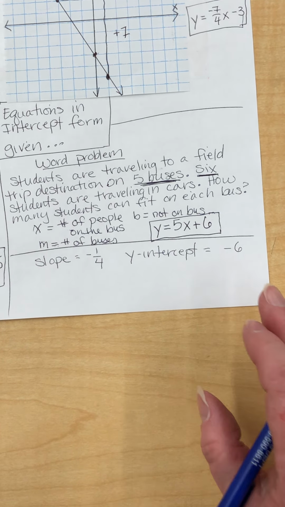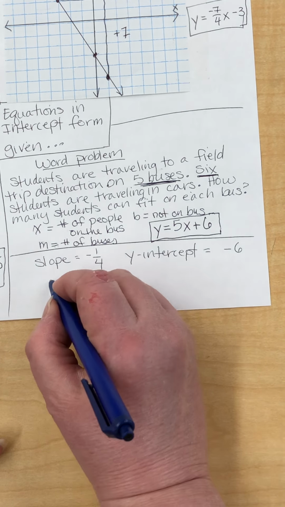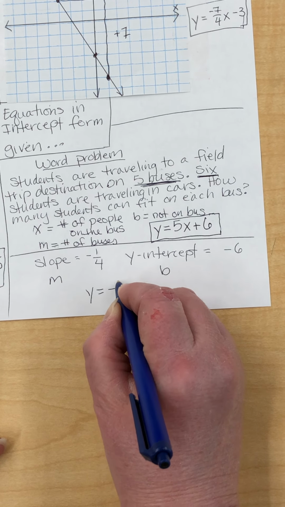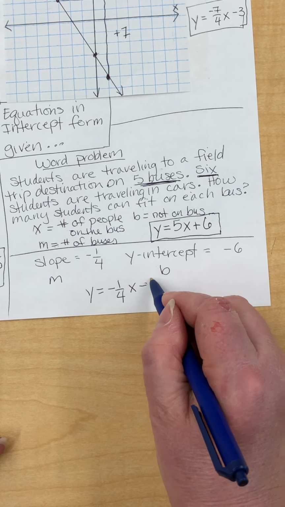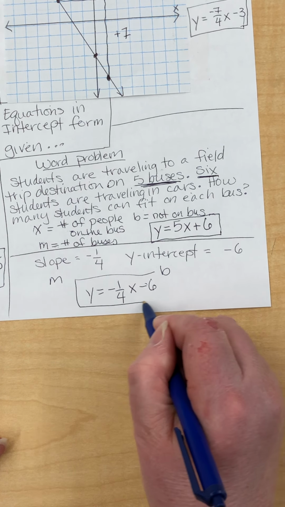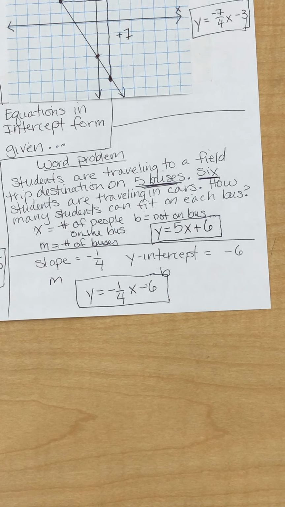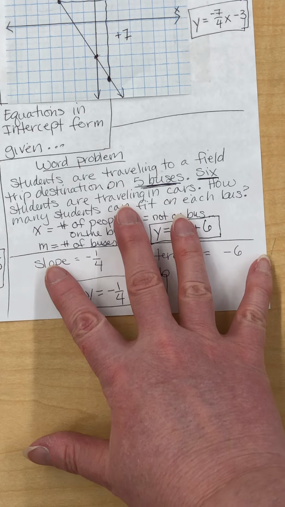Now, the last one, this is the easiest one. They gave you the slope and the y-intercept. Remember, this is your m, this is your b. Just put them in. Y equals -1/4 times the x minus 6, and you are done with that. That's the easier one. And that is how you write slope-intercept form when given all these things.